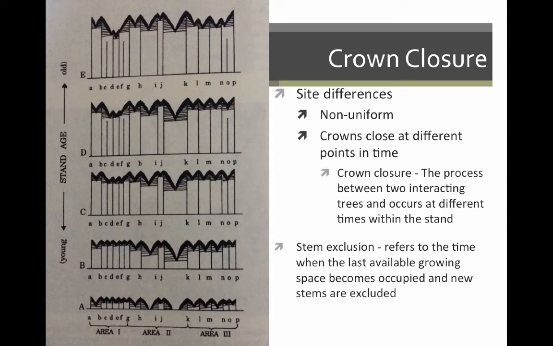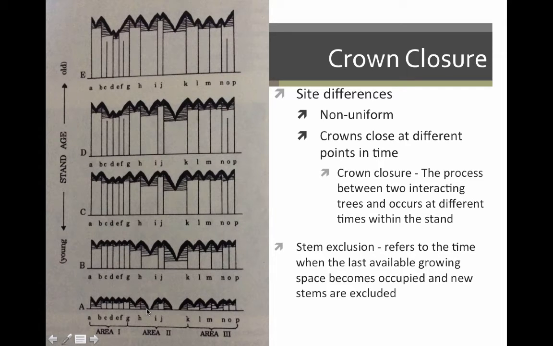So crown closure, that last example was very uniform. However, sites are generally not that uniform. Usually there's differences. So we see in this example, there are differences in density, there are differences in how trees are competing with each other. And we can see that. We can see I and J have a good amount of space on both of their sides, but they're competing really closely in between. And we can see the difference between maybe C and D compared to tree H.